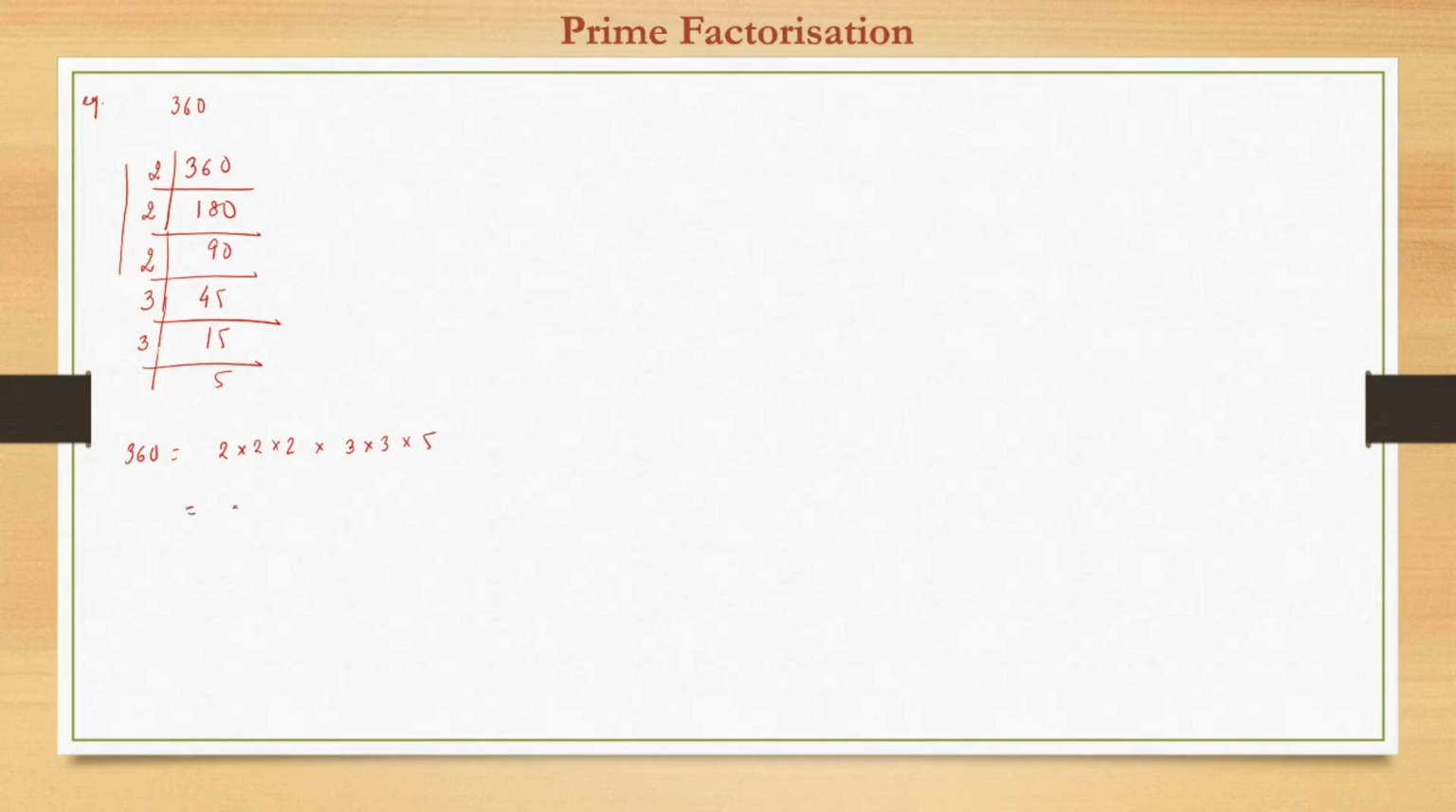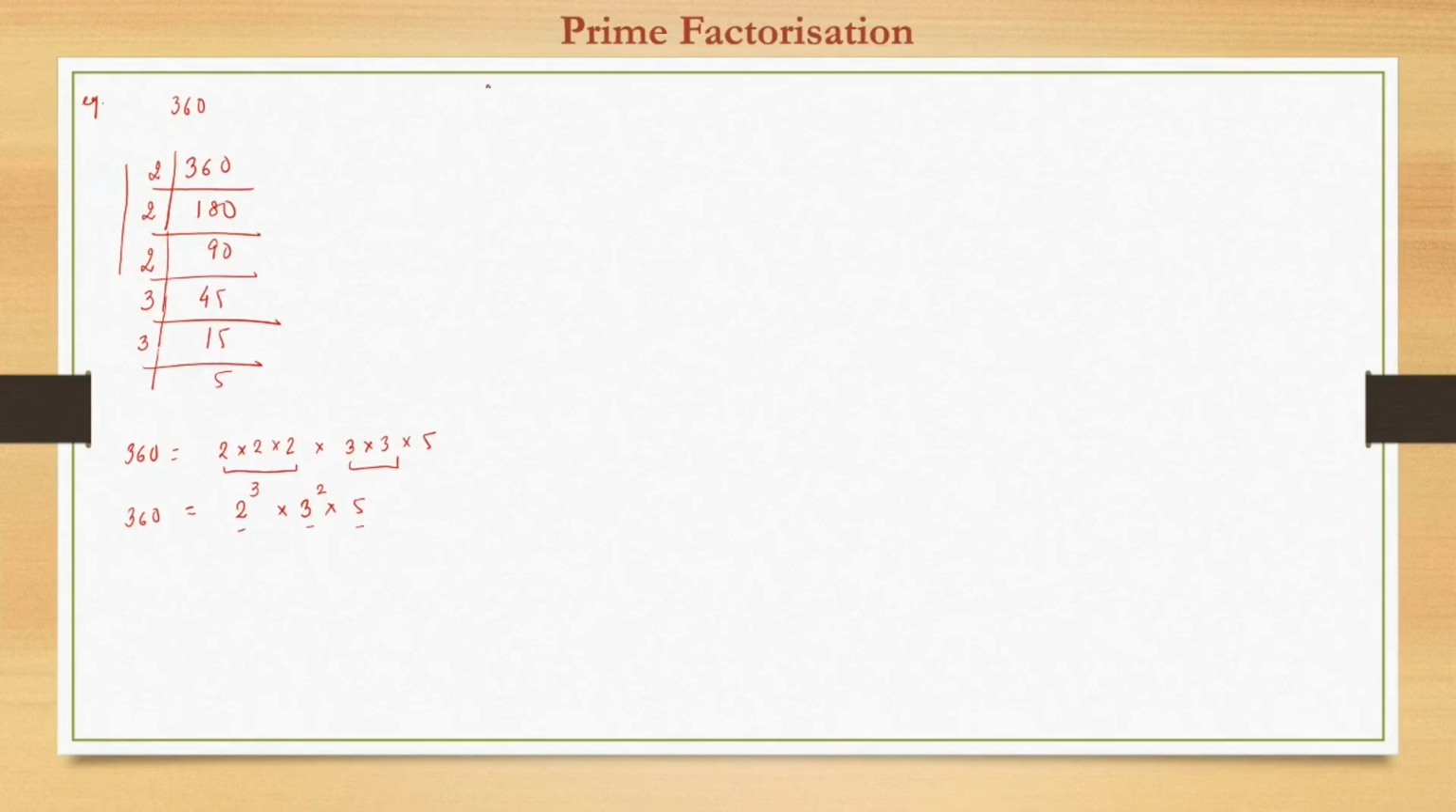So can we not write this as 2 cube? 2 into 2 into 2 is 2 cube, and 3 into 3 is 3 square, and the single 5 is 5. So what have we done? We have converted 360 into factors of prime numbers. Now 2, 3 and 5 are prime numbers, and the rest are powers of prime numbers. So basically we have converted 360 into the powers of the prime numbers contained in 360.